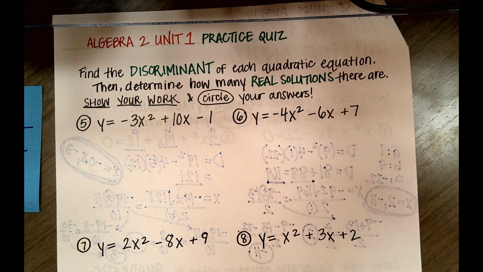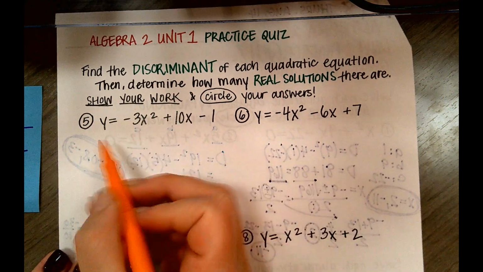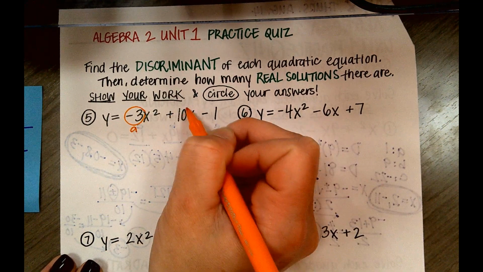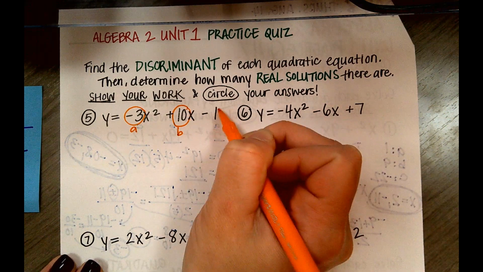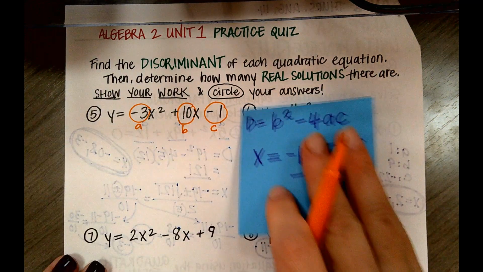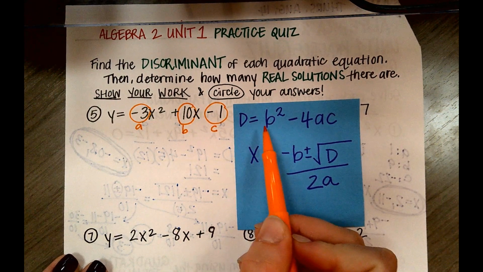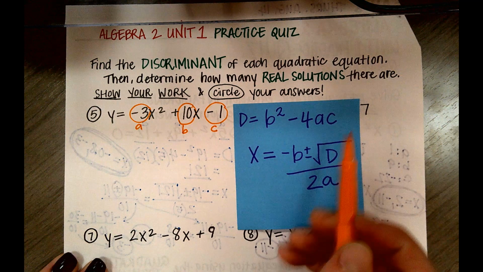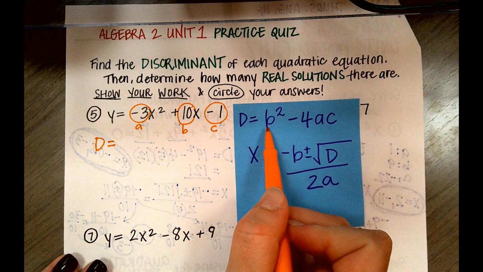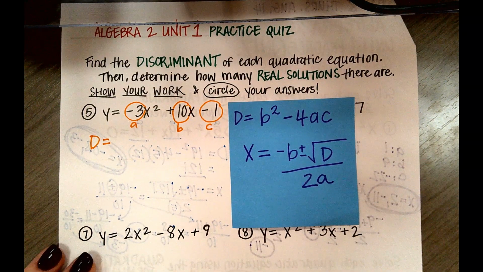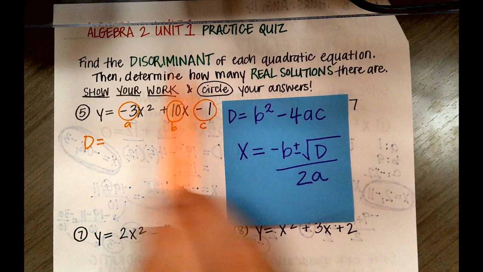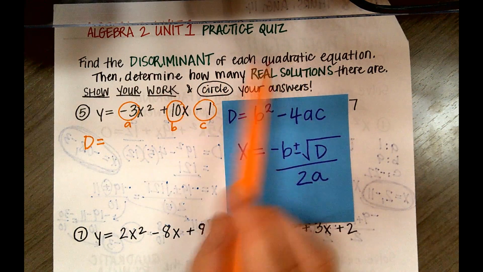So, number 5, my value for a is -3, b is 10, c is -1. My discriminant formula is b squared minus 4ac. So we will just plug our numbers in. Okay, so we're finding the discriminant, and the other thing is we're determining how many real solutions. So we will talk about that.